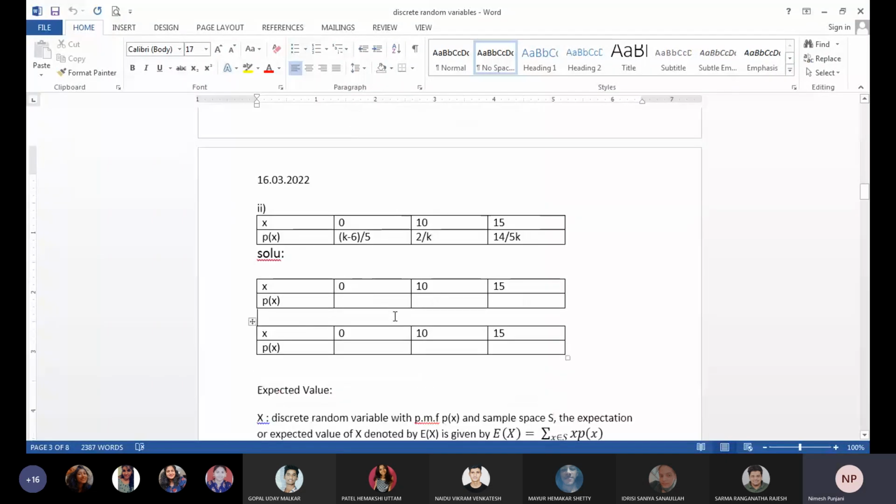I don't know for what reason this table is coming two times. Just a second, I'll just check.